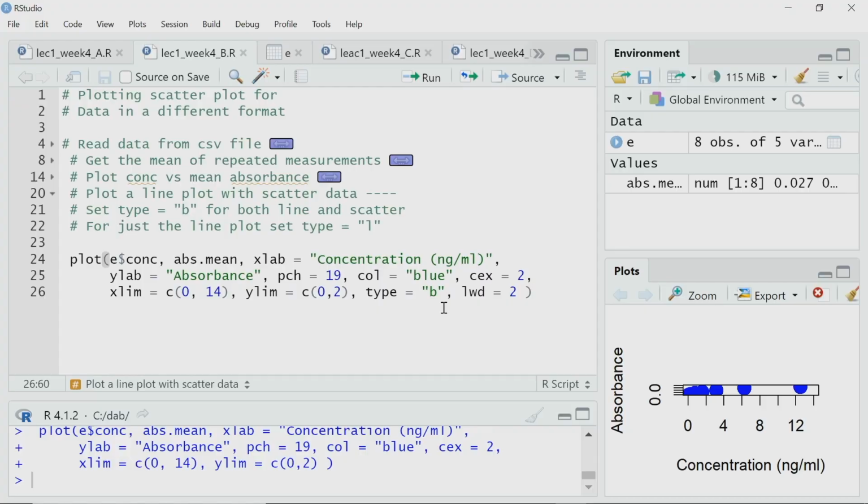If you do not want those symbols, do not want the scatter points, then you put type equal to l, lowercase l, that means you want only the line. So, in this case, I want both of them, and in a second you will see how it looks, and I want the width of the line, lwd, equal to 2.